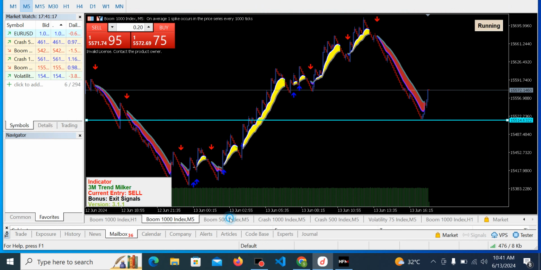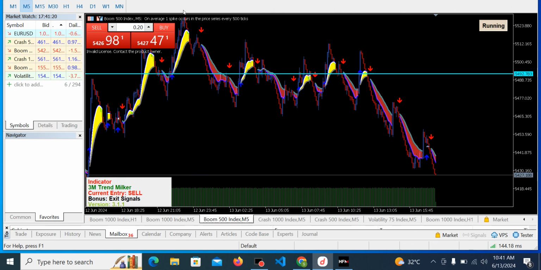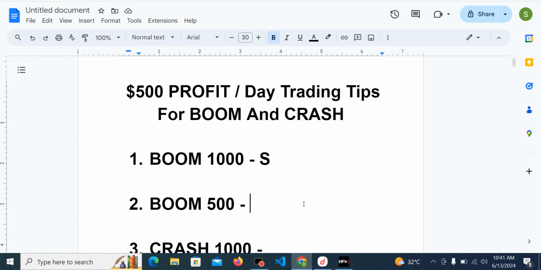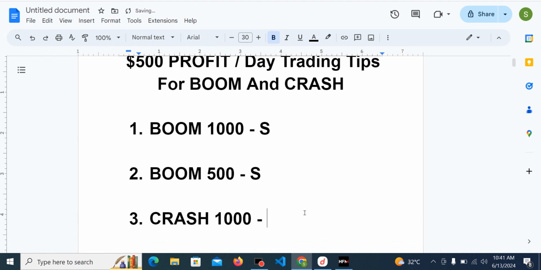Next asset is going to be Boom 500. This is Boom 500. It started the downtrend right from here, played around there for a while before breaking out below this support zone, and of course it kept on selling right from there. It is still selling at the moment, so this is going to be giving us more of a selling opportunity than a buying opportunity.